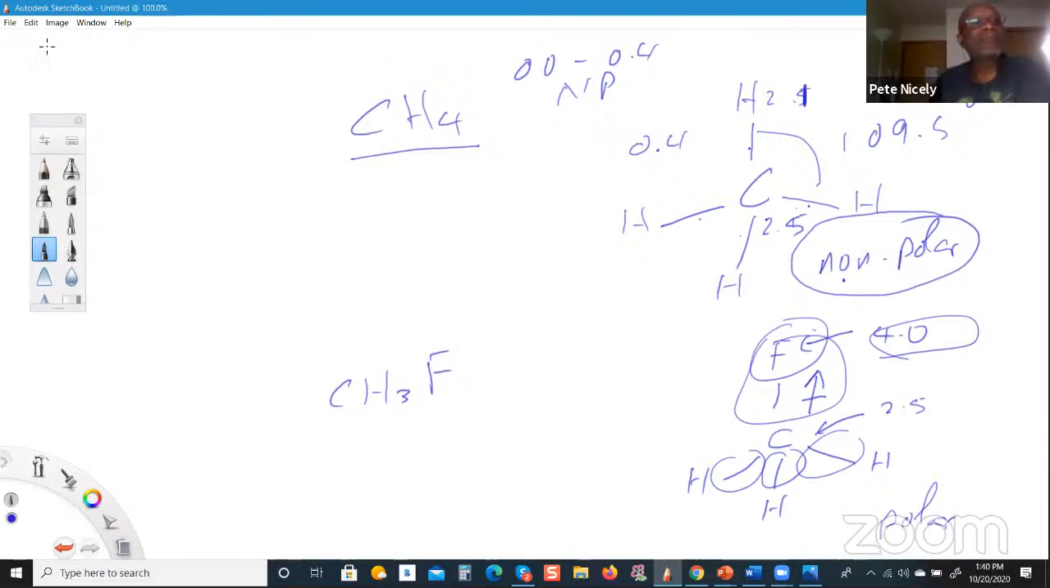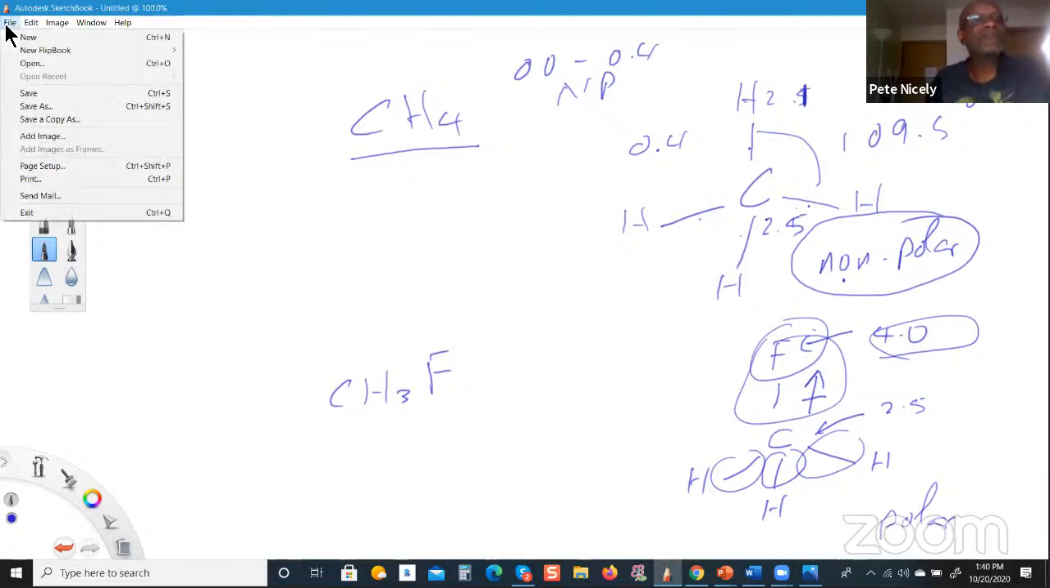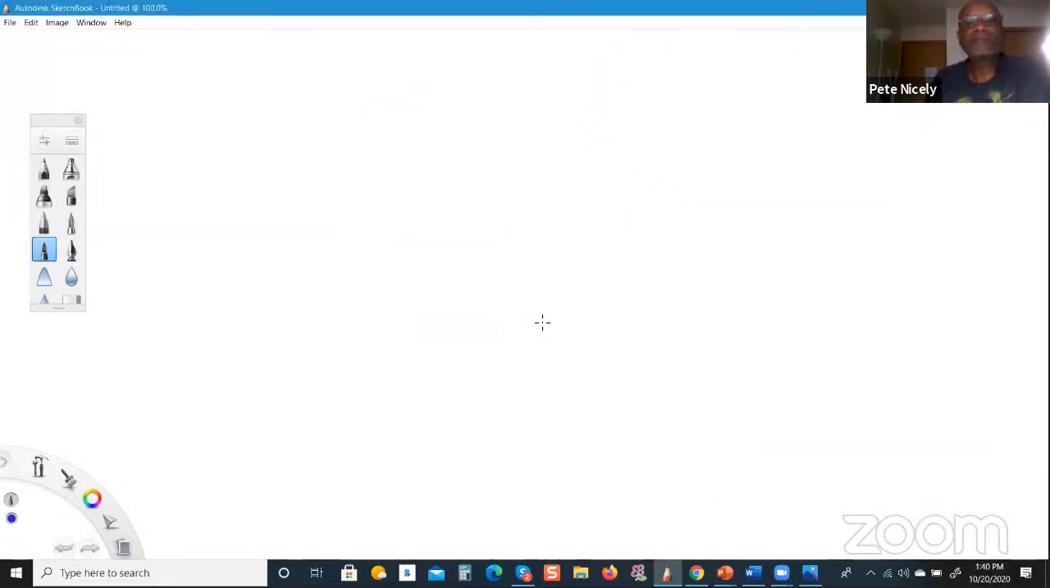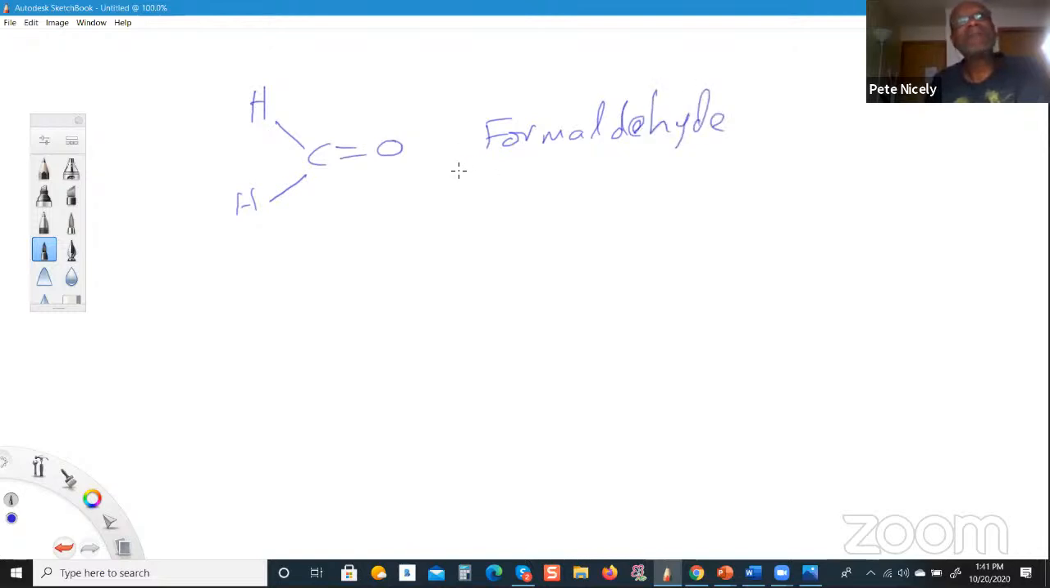Okay, here's another example, and I think this is going to be the last example for today. I want to show you something that you might find surprising. You have this molecule here. This molecule is known as formaldehyde, which is used for several purposes, including embalming bodies. It's also used in biology for preserving specimens.